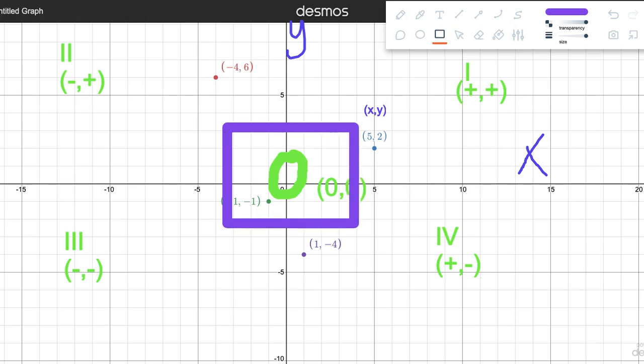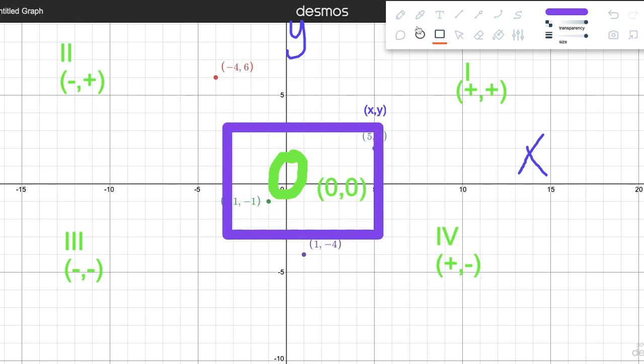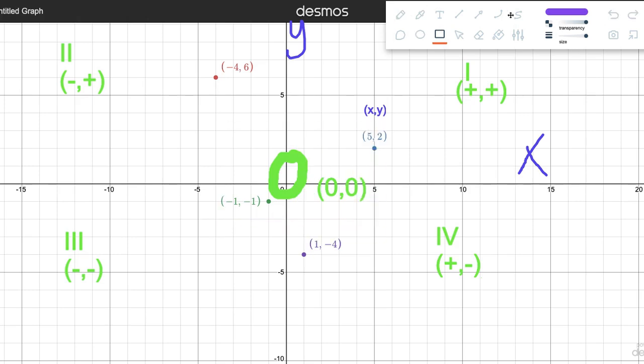That's too thick. No, I don't want that. I'm going to undo it. I'm going to make the size nice and small so that we don't get in the way of all the other things. But my origin, we know, is right here. There's my origin. Everything relative to the origin.